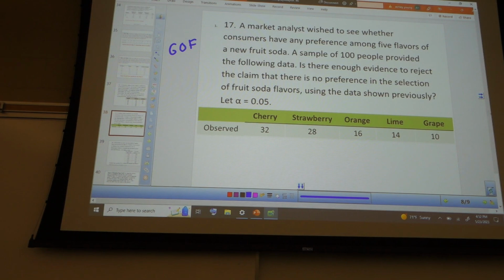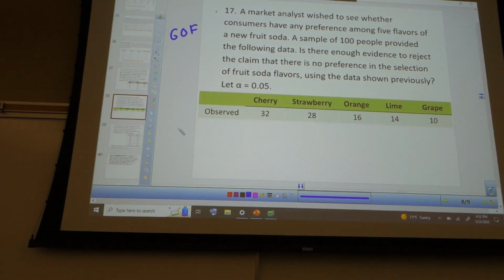For this one, what I'd like you folks to do is again write down what the H naught is, and then tell me what you do for step 3. Actually, in order to do that, remember whenever we have these, we need to calculate our expected values. So find your expected values, and then give me your H naught, and do step 3.